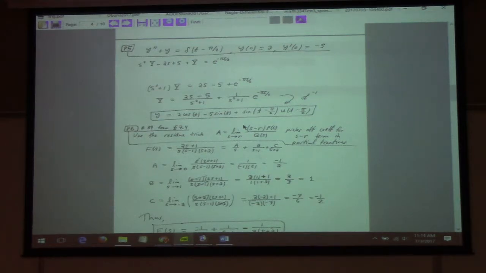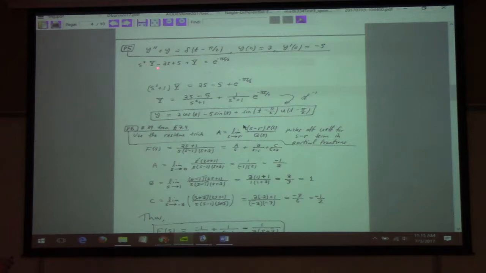I told you guys direct delta functions are easier. Here's proof. y'' + y = δ(t - 2π). I even put in non-trivial initial conditions. Hooray! y(0) is 2, y'(0) is minus 5.